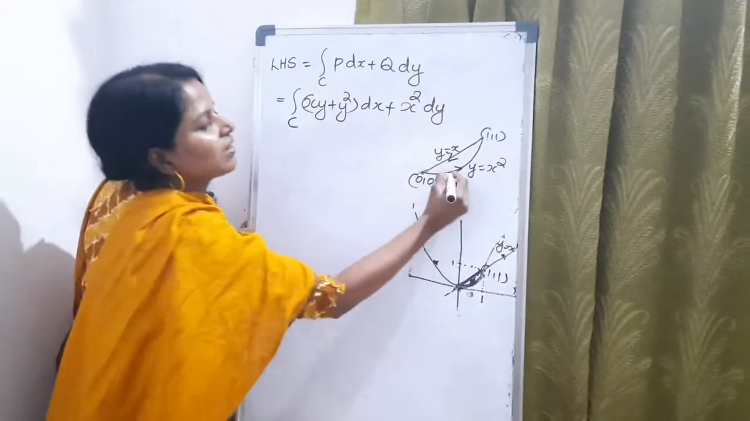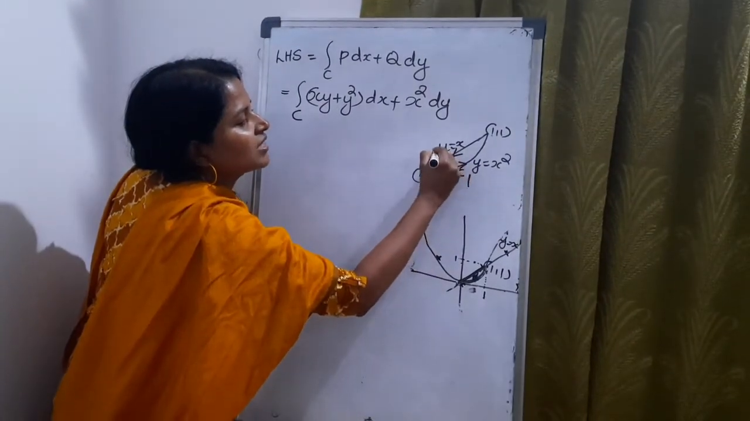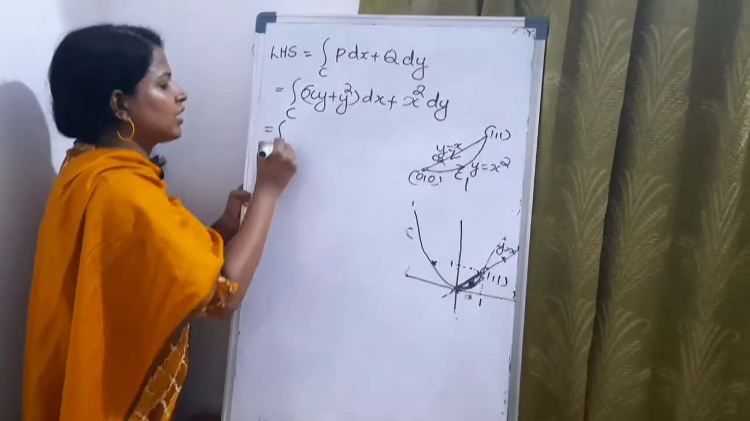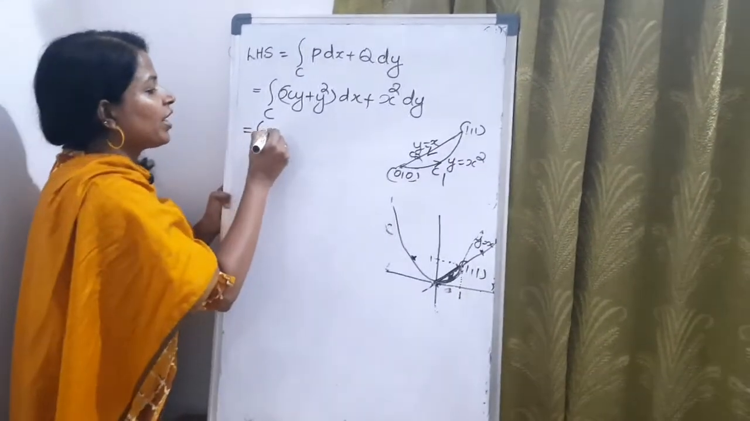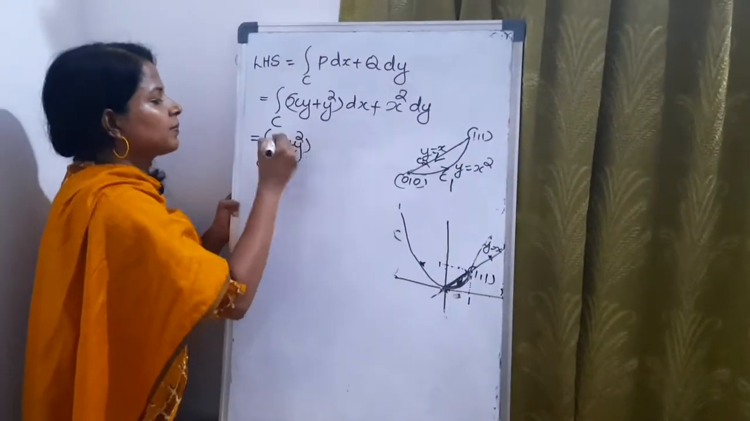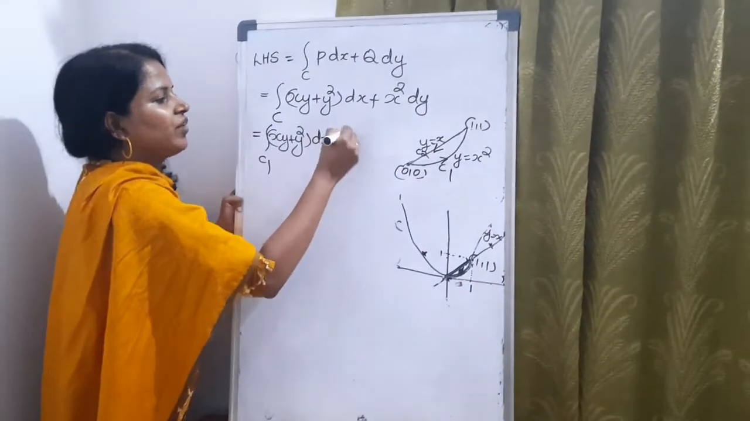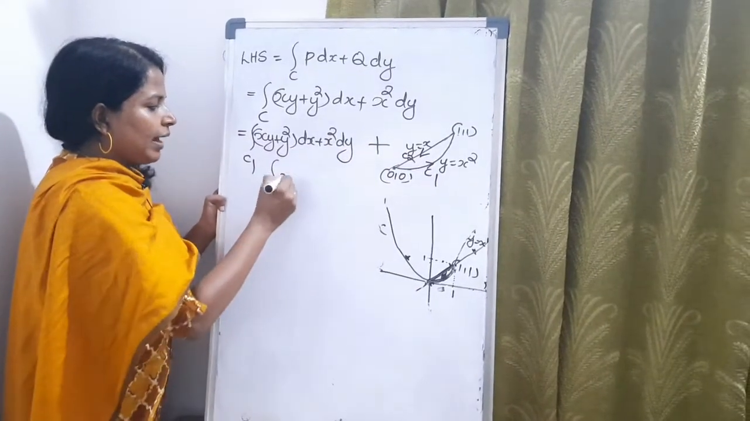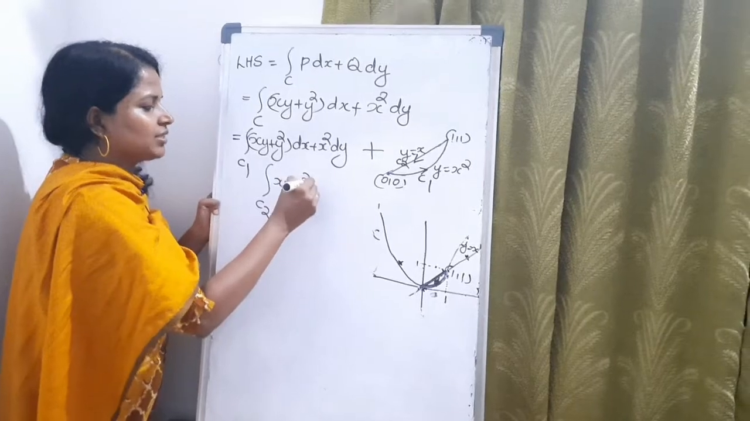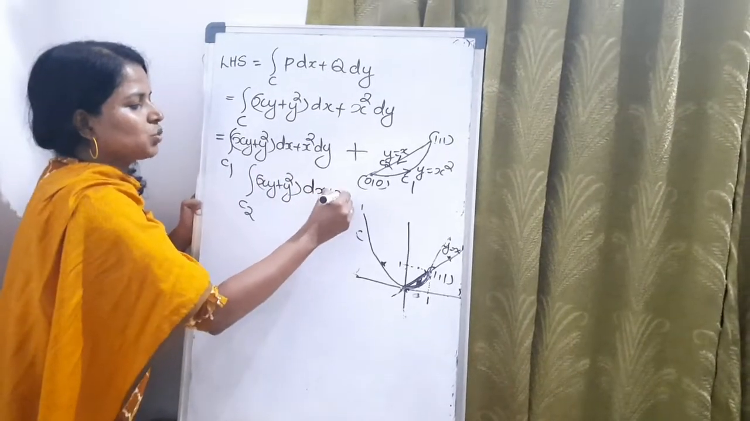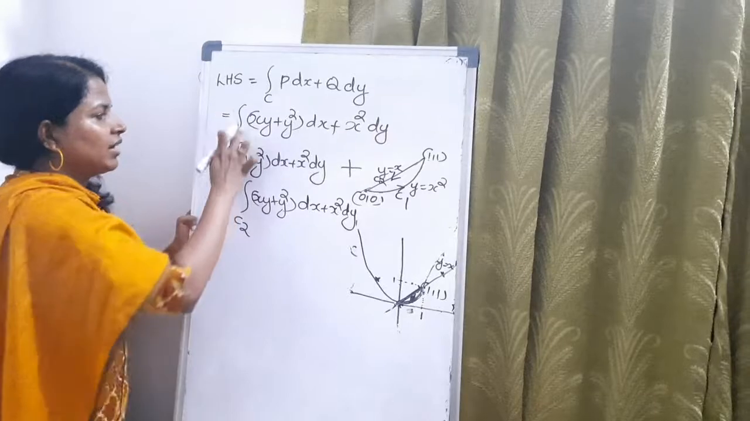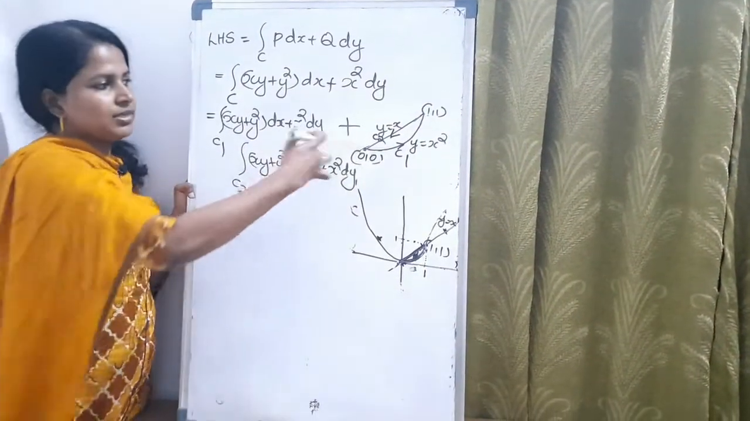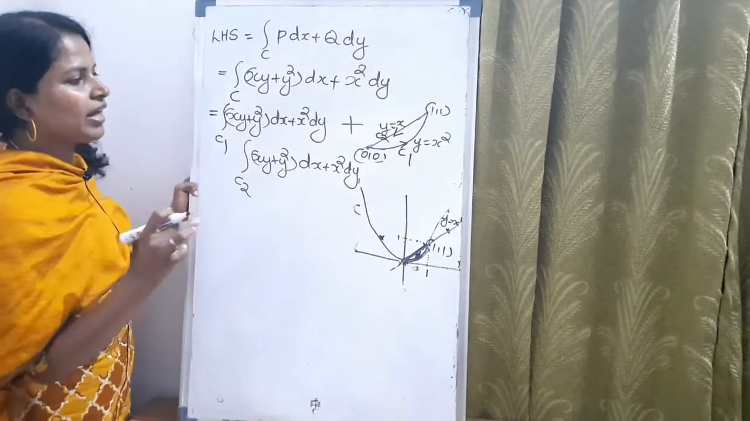Okay. Then this curve is denoted as C1 and this curve is C2. The total is C. That is, the integral over C of (xy + y²) dx + x² dy equals the integral over C1 of (xy + y²) dx + x² dy plus the integral over C2 of (xy + y²) dx + x² dy. That is, the integral over C becomes the integral over C1 plus the integral over C2, the sum of C1 and C2.